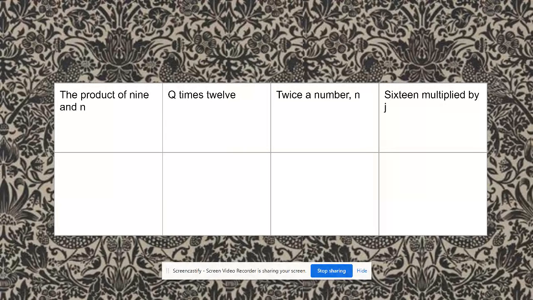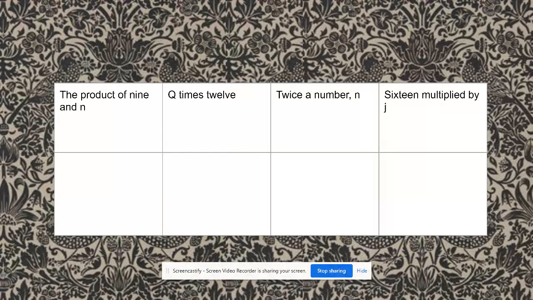All right. So we would write it 9n, 12q. How would I do twice a number n? 2n. 16 multiplied by j. 16j. Questions? It's pretty easy, right? It's just the number comes first, and then you put the letter after it. Next Tuesday, we have a test over this. I mean, it's going to be what we did last week, too.